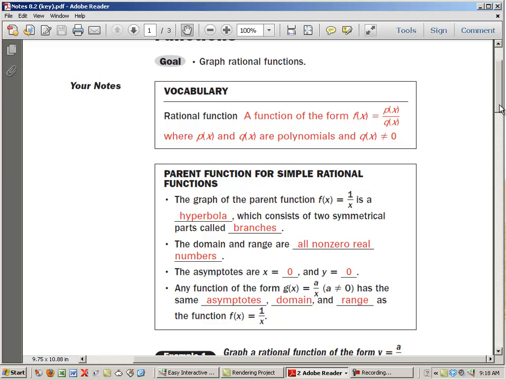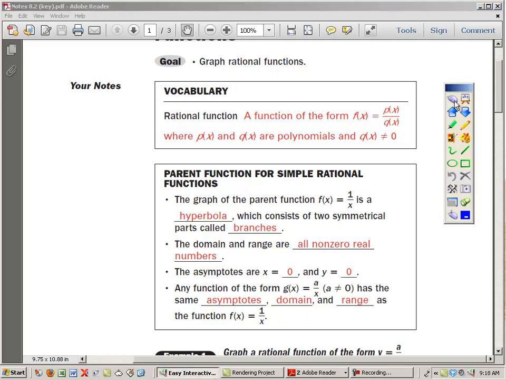All right? Any function in the form g of x equals a over x, such that a is not equal to 0, has the same asymptotes, domain, and range as the function f of x equals 1 over x. So basically, as long as we just change the top number here to something other than 1, it's going to have the same domain and range. Now, we're going to get into our h and k again in just a little bit here, so that's going to be moving our function, but let's get an idea of what this thing looks like.